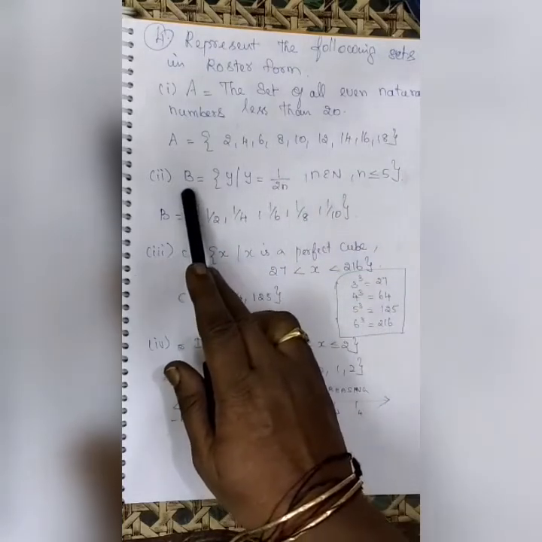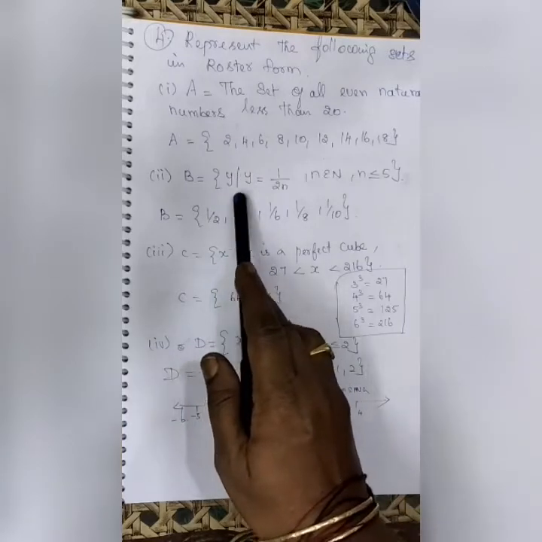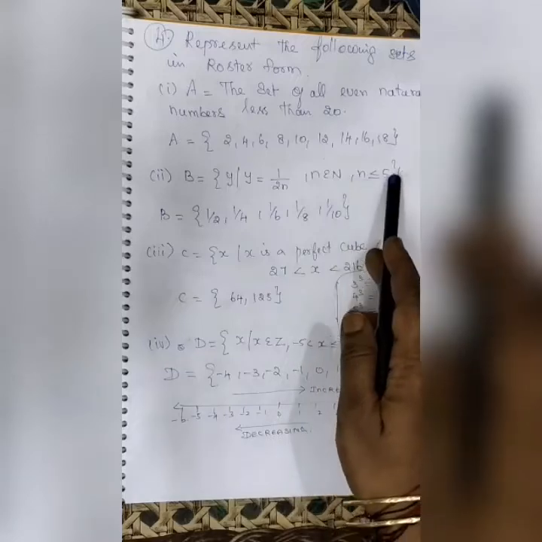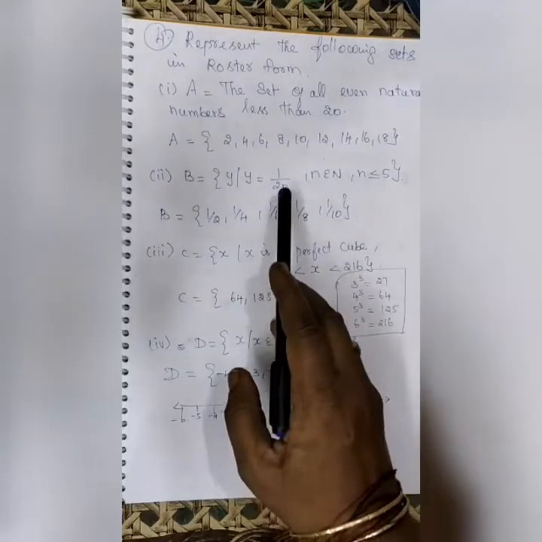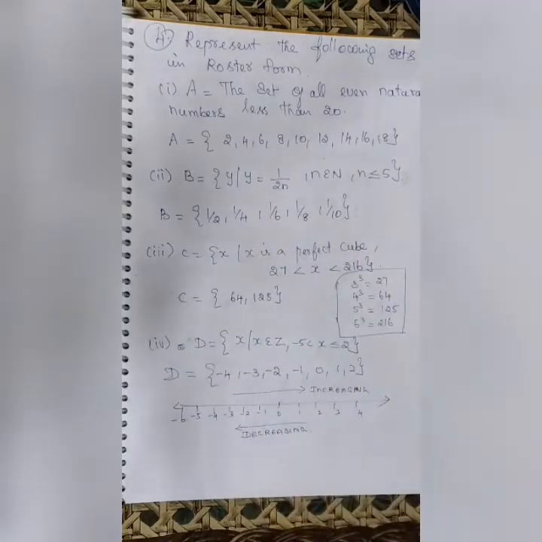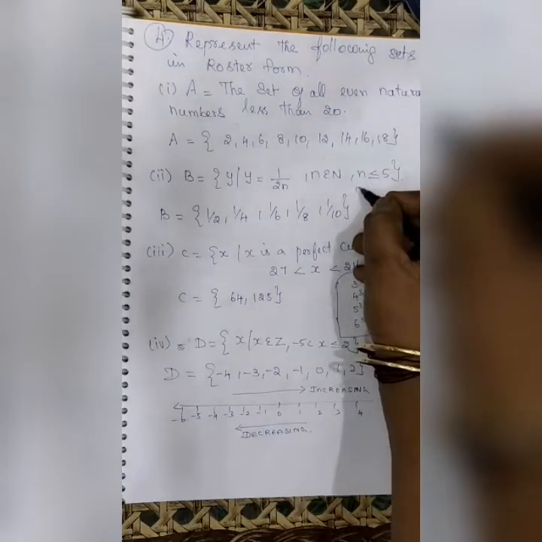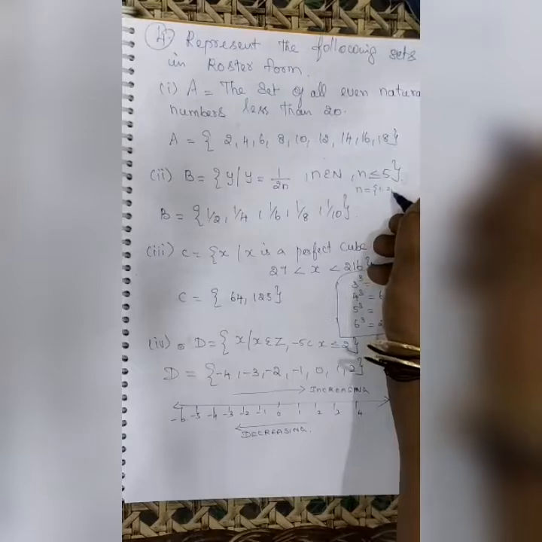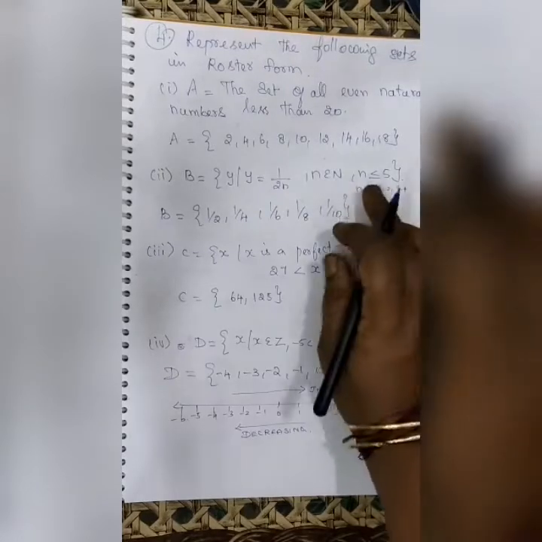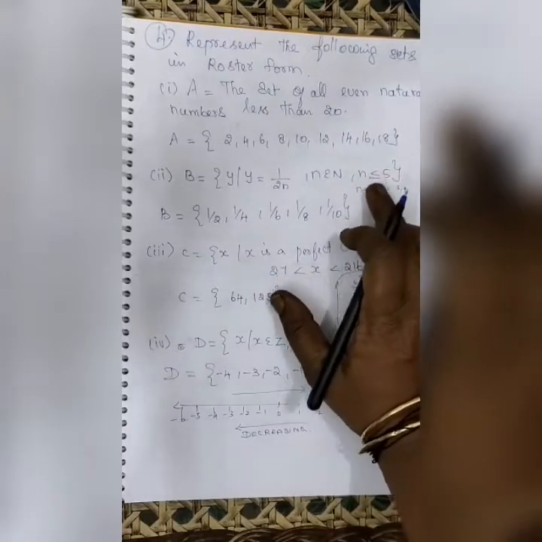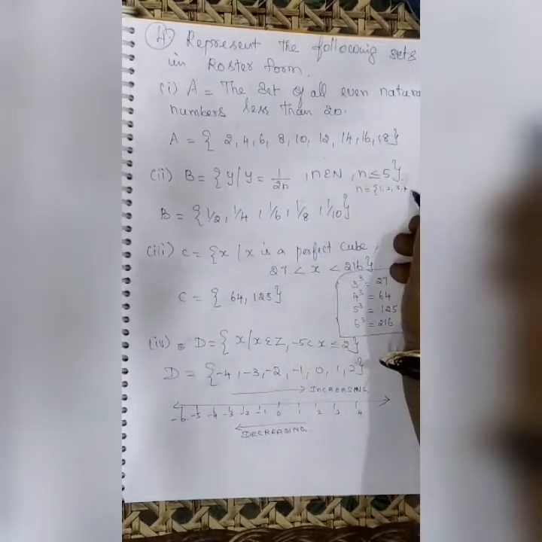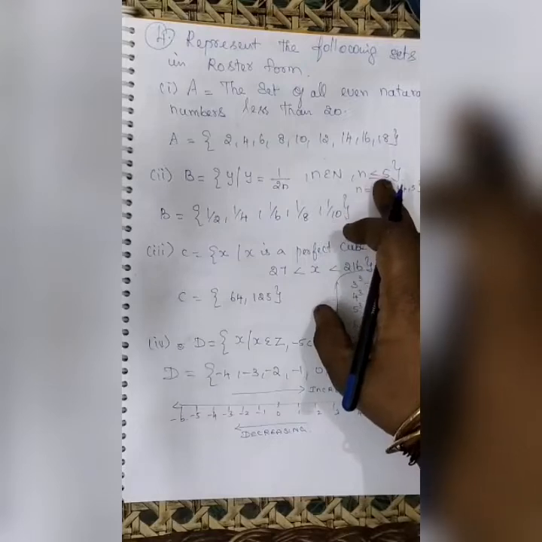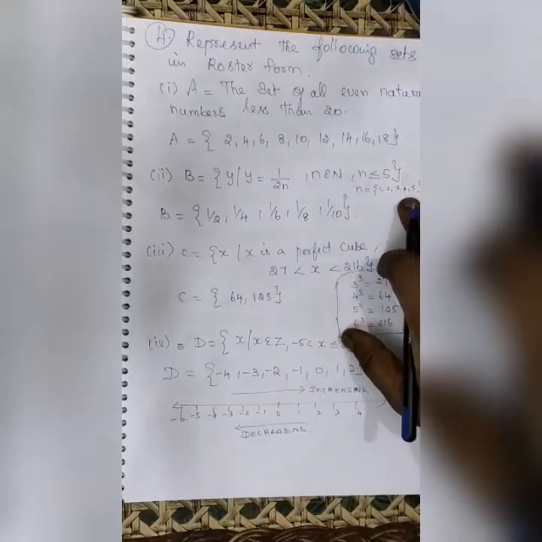Okay, next sum, set B equal to set of all y such that y equal to 1 by 2n, n belongs to N, n less than or equal to 5. Now n belongs to N means it belongs to natural numbers. So n starts with 1, 2, 3, 4. Since it's given as less than or equal to, 5 is also included. If it is given as n less than 5, you have to stop with 4.